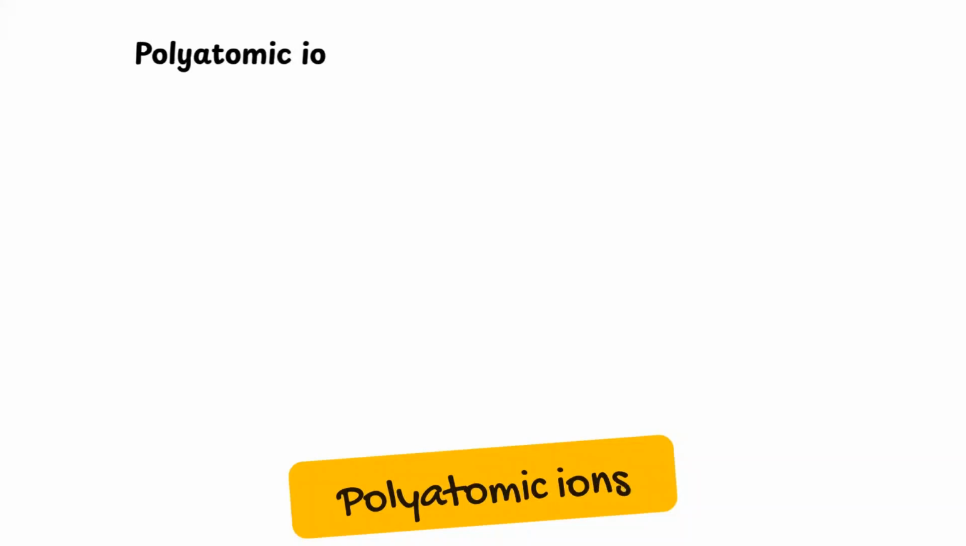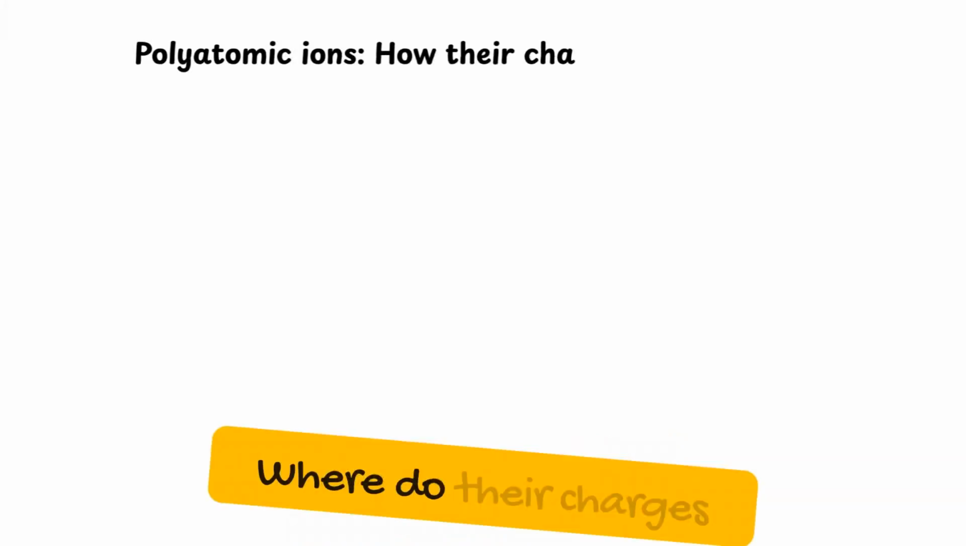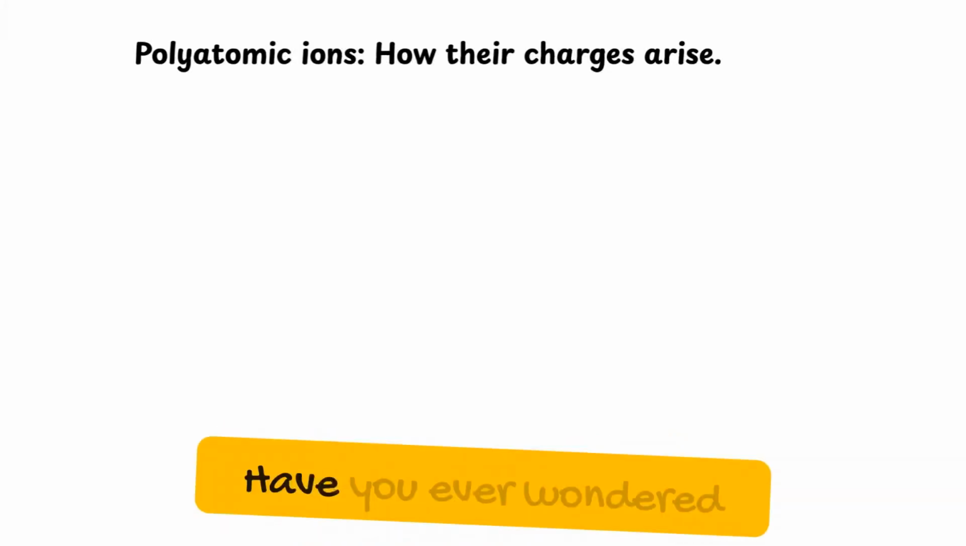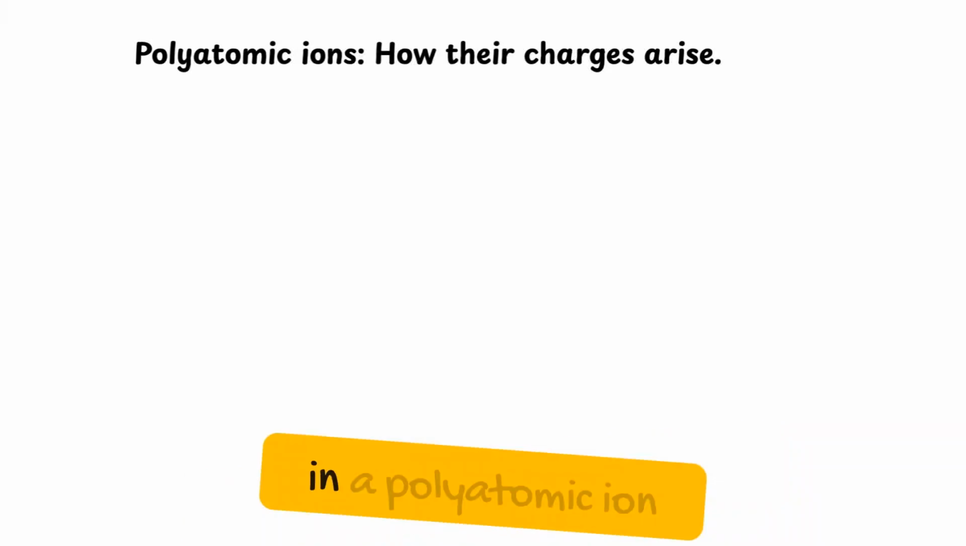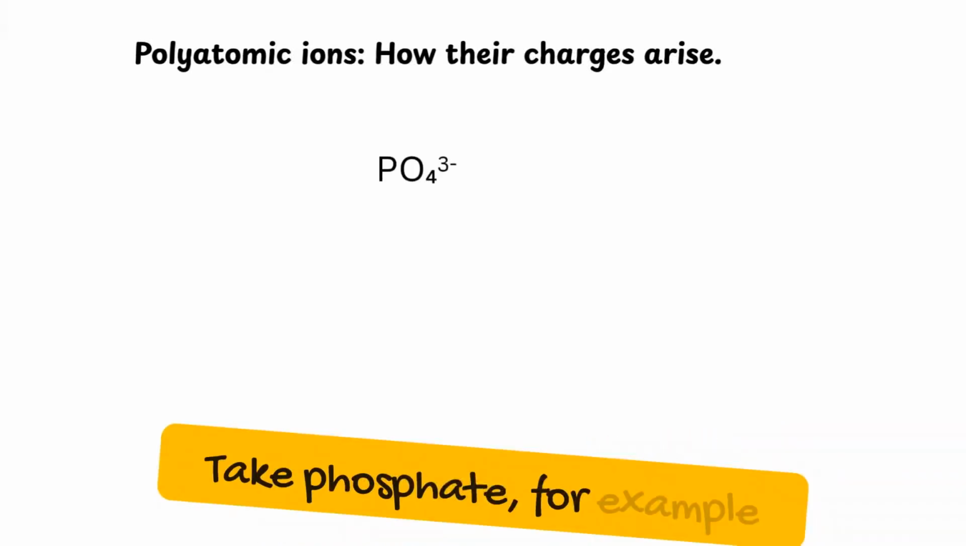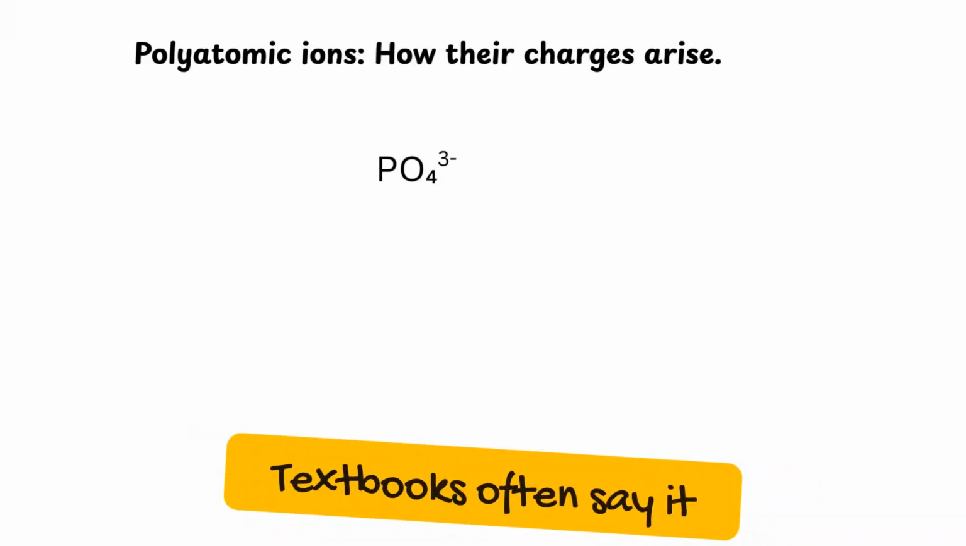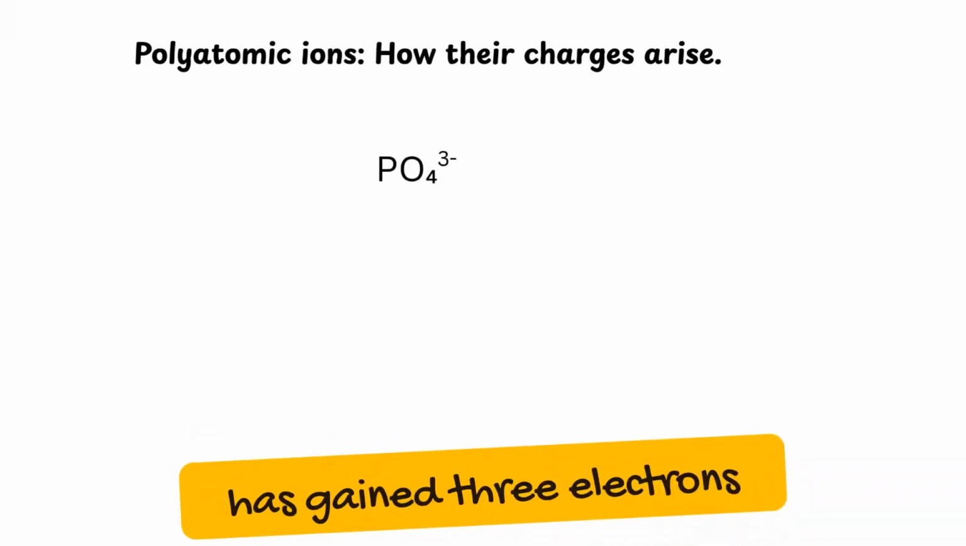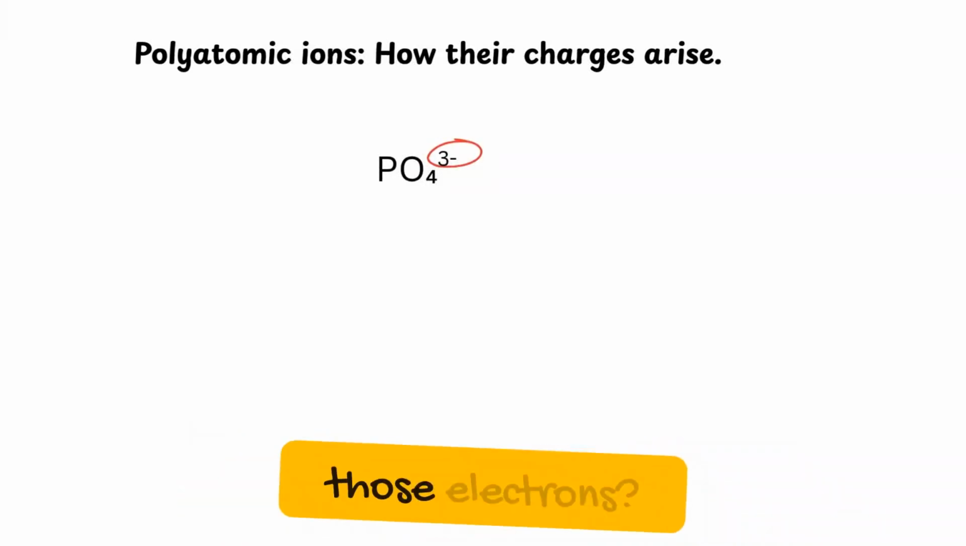Polyatomic ions. Where do their charges really come from? Have you ever wondered where the extra electrons in a polyatomic ion actually come from? Take phosphate, for example. Textbooks often say it has gained 3 electrons. But who gave it those electrons?